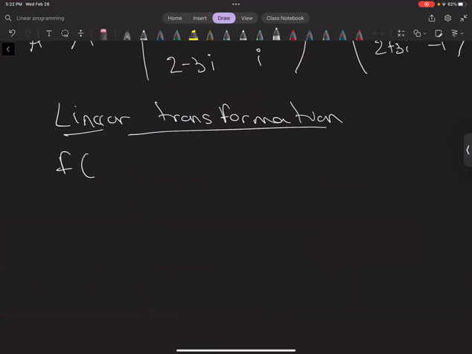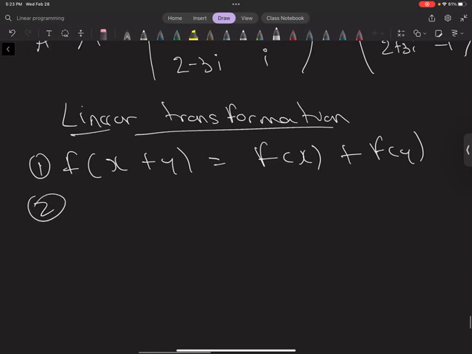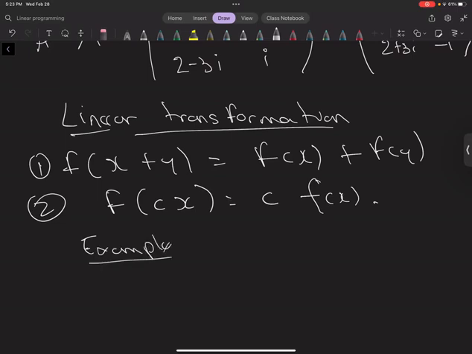Property one: f of x plus y equals f of x plus f of y. And the second property is the constant can go out: f of cx equals c times f of x. That's a linear transformation. You need two properties for that. Okay, so the problem from the homework is f of x equals A of x.